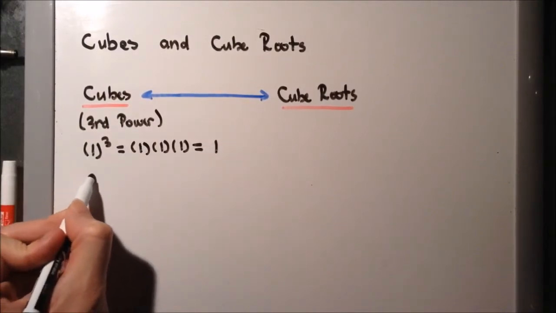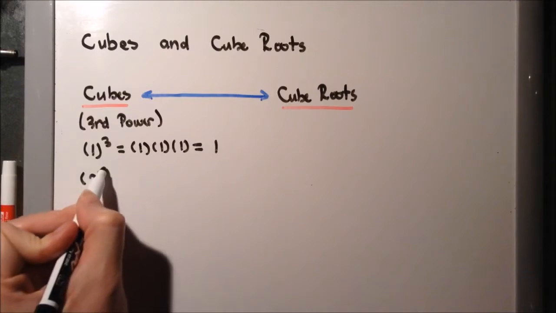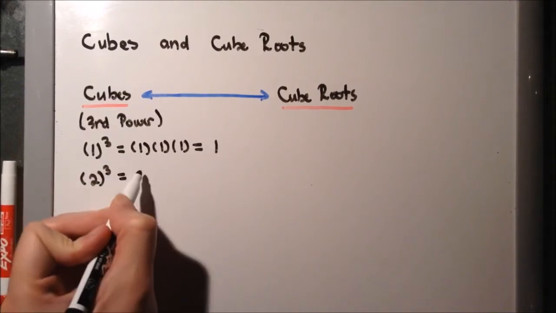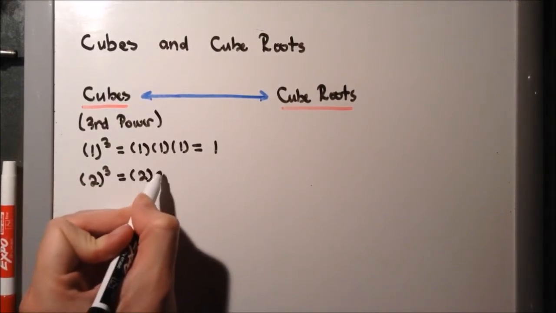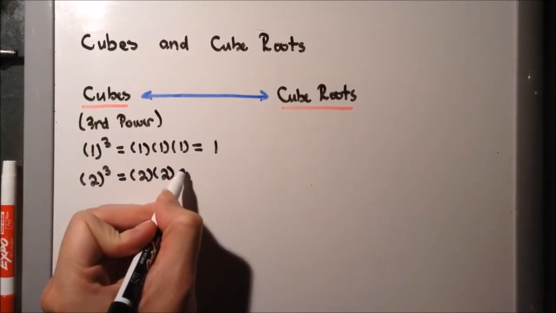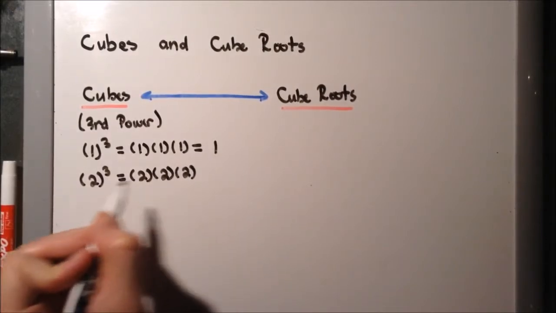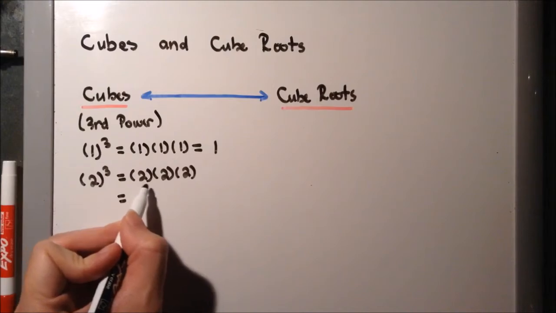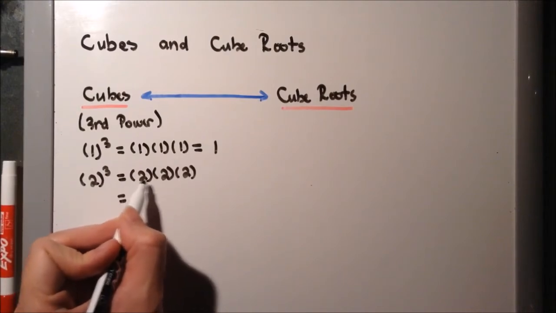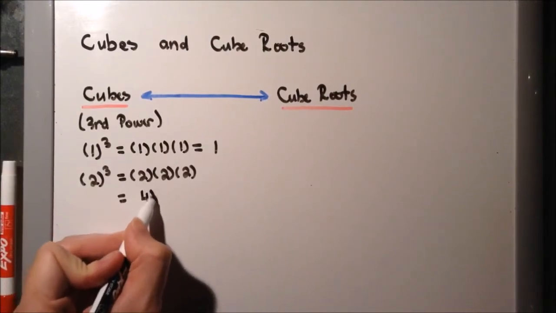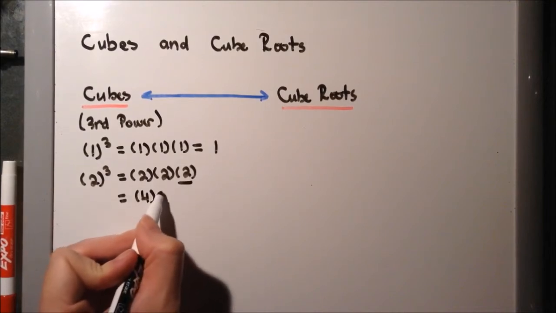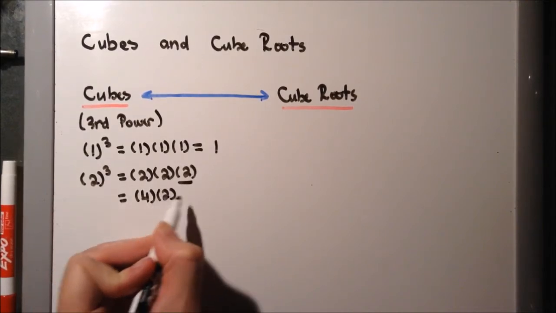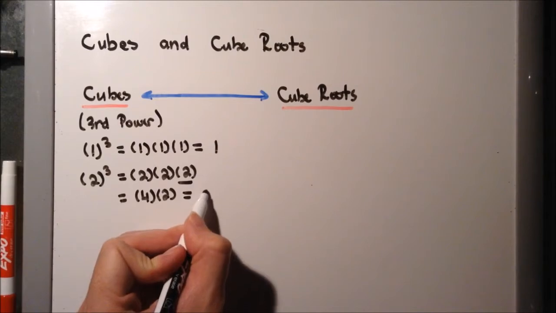Now if I were to do 2 to the third power, it would be 2 times 2 times 2. So if I were to do this step by step, 2 times 2 is 4, and now bring down this 2 over here, so 4 times 2 is 8.